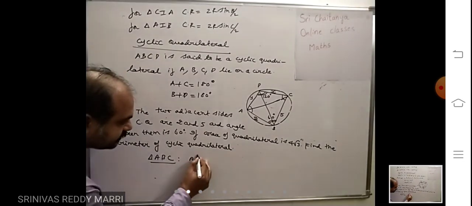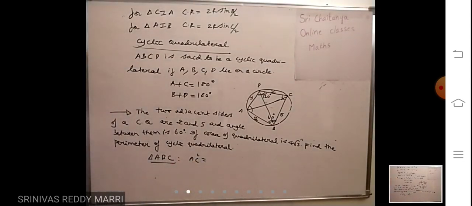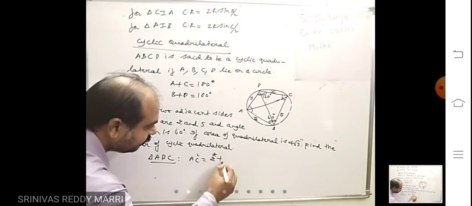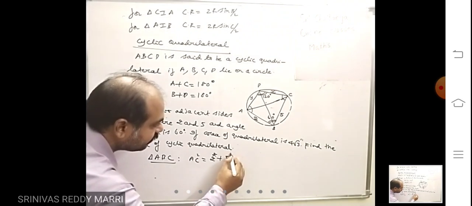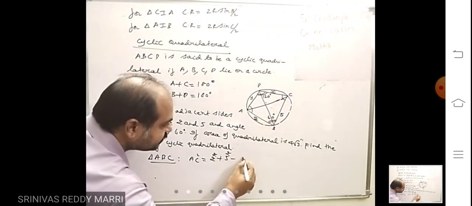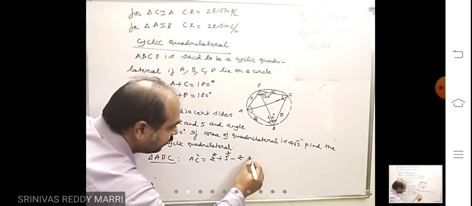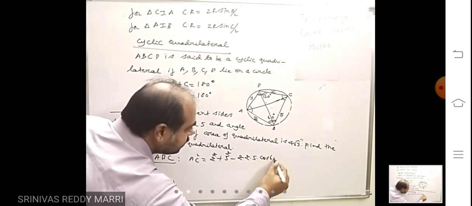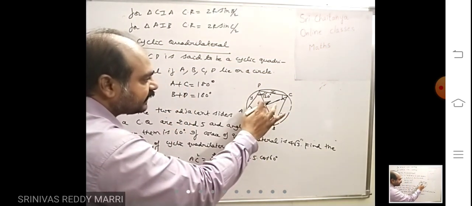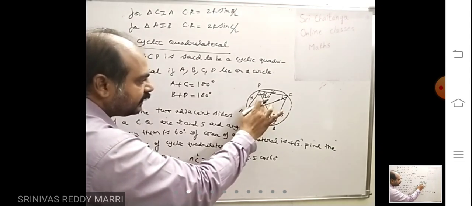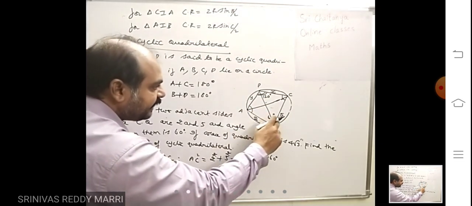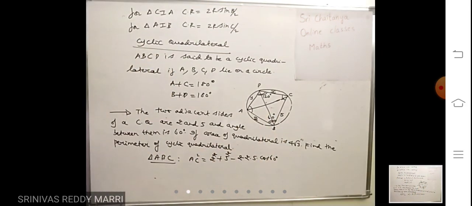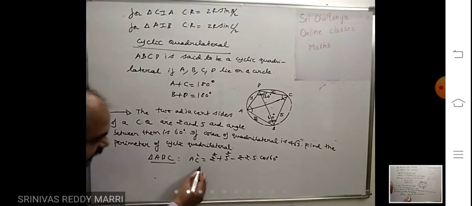AC square equals 2 square plus 5 square minus, cosine rule I am writing, 2 into 5 into cos 60 degree. The third side can be calculated by using the cosine rule. Right? This side square equals this side square plus this side square minus 2 into the product of the sides into cos of the angle between them. You can easily get AC.